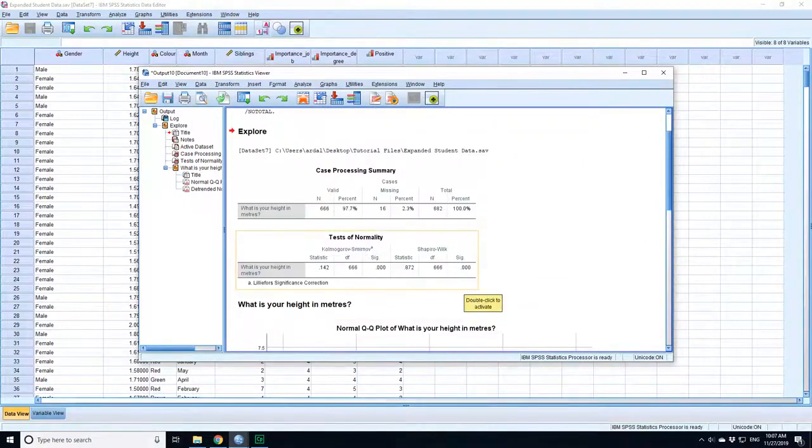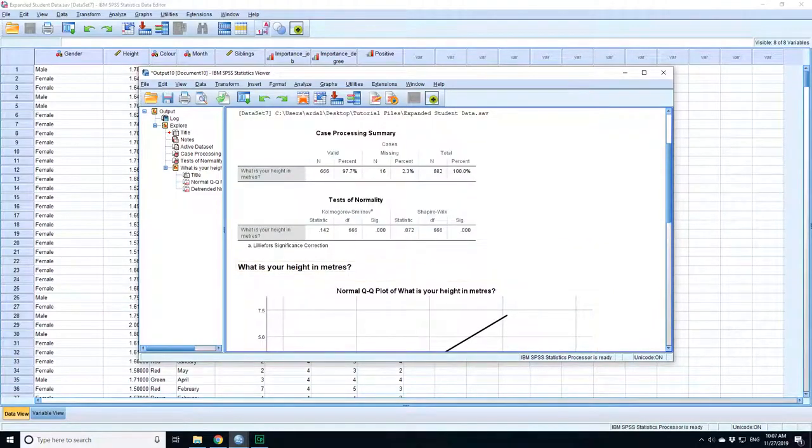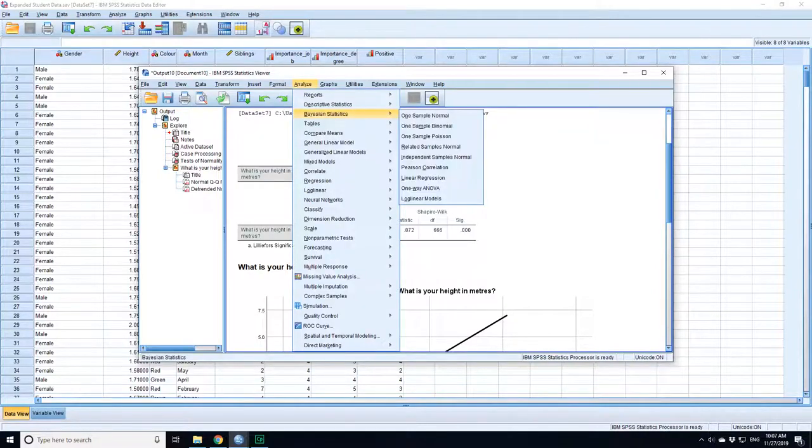Now above that there's a table with the test of normality. So here is the Kolmogorov-Smirnov and here is the Shapiro-Wilk. If these values are below 0.05, then there is a significant deviation from normality, which here you can see because of these very sharp tails, this very strong S shape in the curve. If these things are above 0.05, then there is no difference between your data collected and a normally distributed set of data.